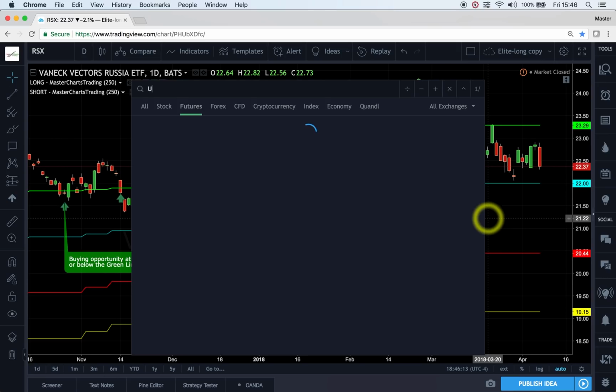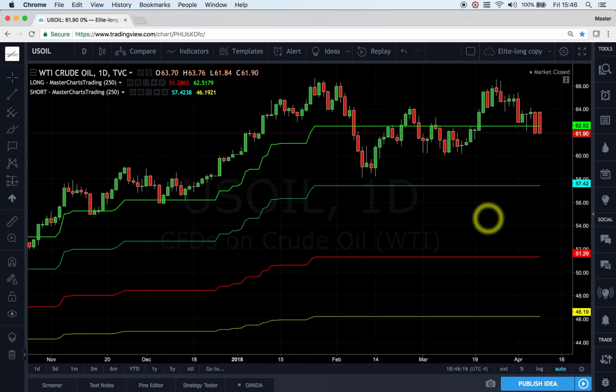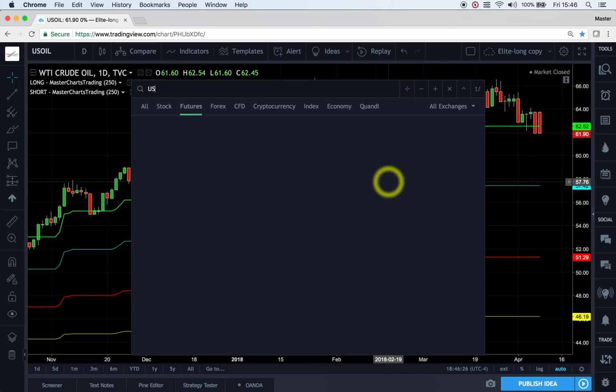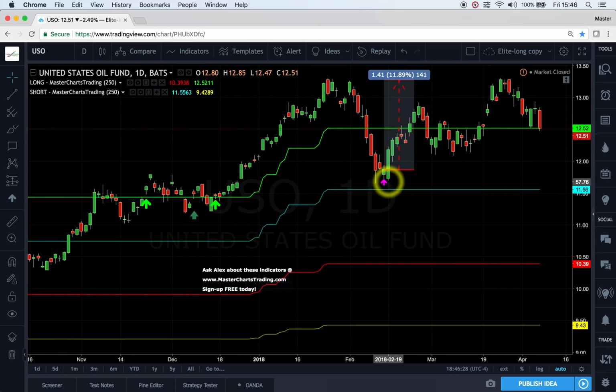So US oil, here's a CFD that you could trade. Yes, today we got quite a bit of selling here. It's still a bullish chart. In fact, we did a trade at MasterCharts Trading. Here is USO. Alert was sent here on the 13th of March. And you got a very nice gain, as much as almost 12% gain. So hopefully you took the trade.